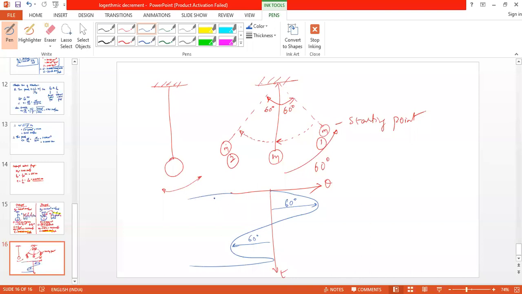Now, assume that it took 1 second. The bob took 1 second to start from the initial position, go to the mean position, cross it, go to the extreme position, and come back to position number 1. Then after this, the cycle continues.